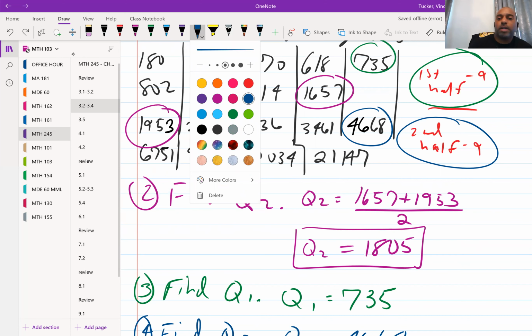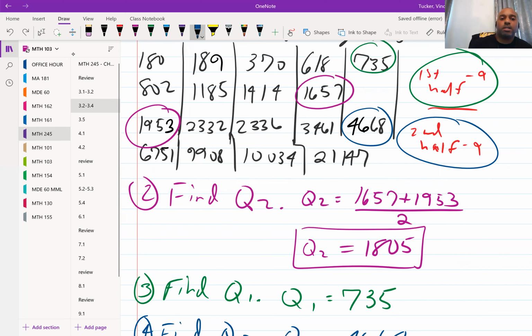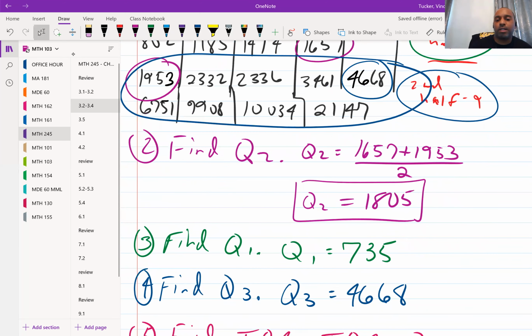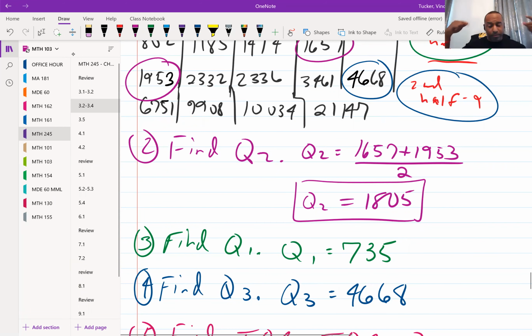All right. And then for the second half of data, the bottom 9, we choose that middle value, which is 4668. Once again, just want to reemphasize the process. If it was an even number of data values in the second half, then I would have to take the 2 middle values, add them together, divide by 2.